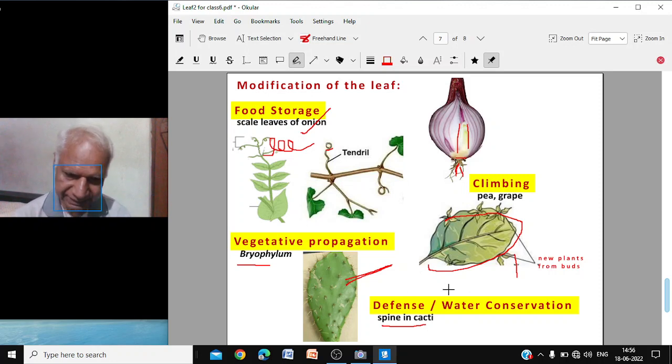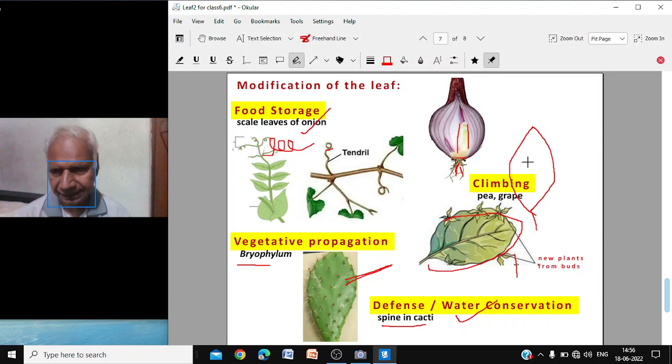Now these spines have a dual function. First is water conservation. When you have a broad leaf, that is a lot of surface, then a lot of water would be lost by evaporation or transpiration. But when you have a sharp pointed structures, then very little water would be lost. So they minimize the loss of water through transpiration.